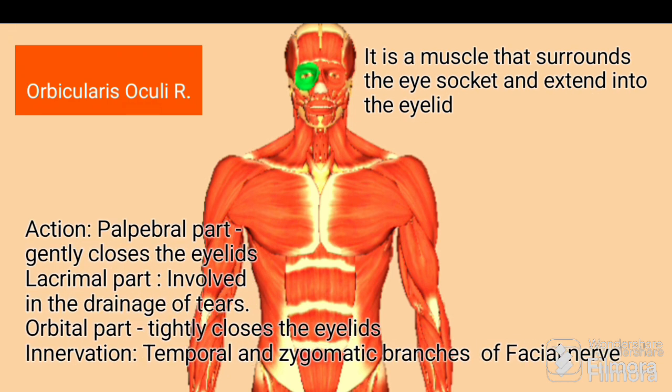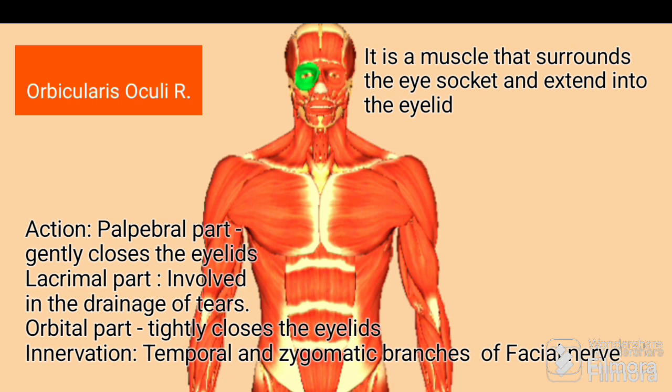Orbicularis oculi is the muscle that surrounds the eye socket and extends into the eyelid. Its attachment: it originates from the medial orbital margin, the medial palpebral ligament and the lacrimal bone. Its functions include the palpebral part, which gently closes the eyelids, the lacrimal part, involved in the drainage of the tears, and the orbital part, which tightly closes the eyelids. Its innervation is temporal and zygomatic branches of the facial nerve.